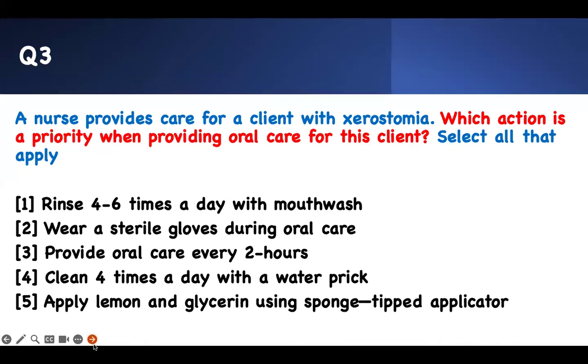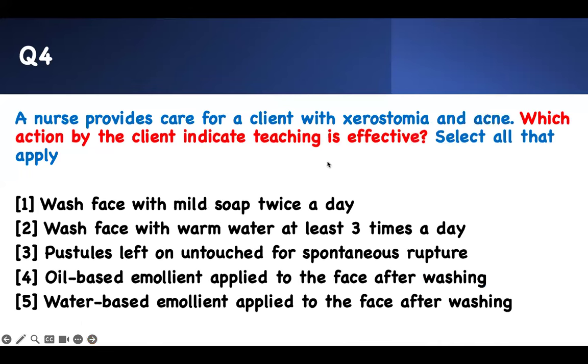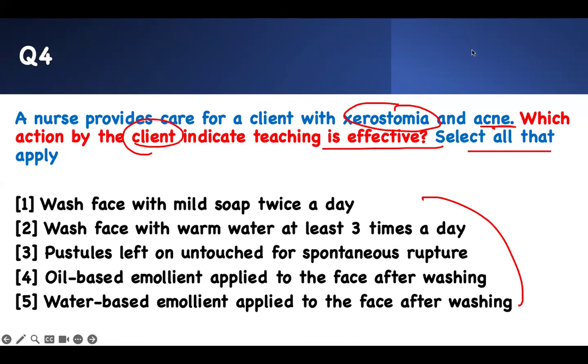Okay. Number 4: the nurse provides care for a client with xerostomia and acne. Now he has a dry mouth and dry skin, everything is dry, and he has acne. Which action by the client indicates teaching is effective? Select and apply. See if they're following the instruction. You know, acne problem, right? And they have xerostomia. If they have dry mouth, probably their skin may also be dry.